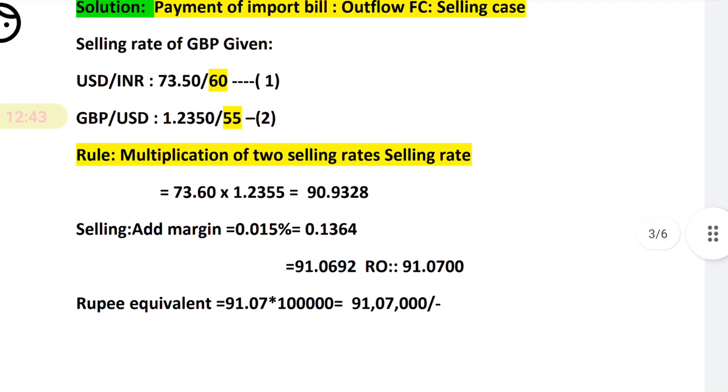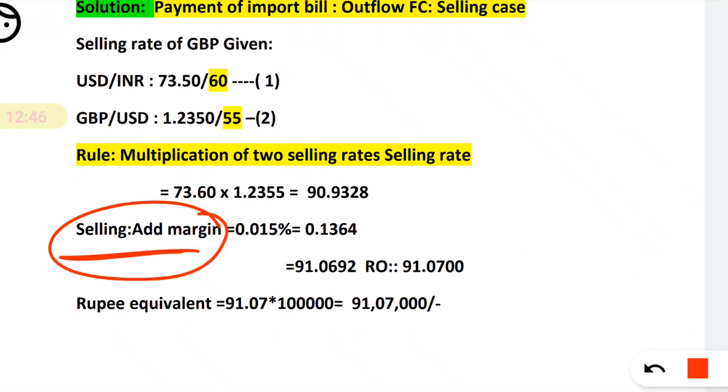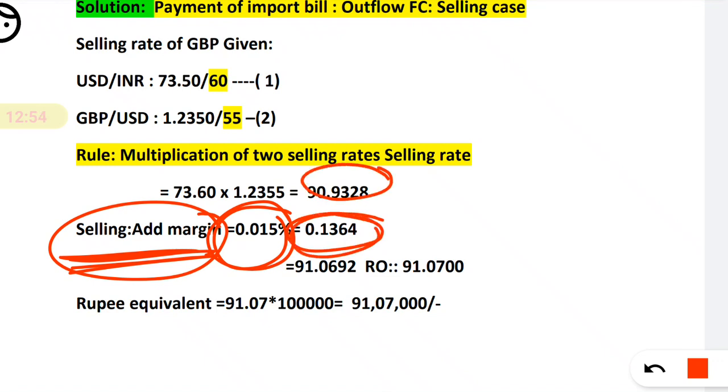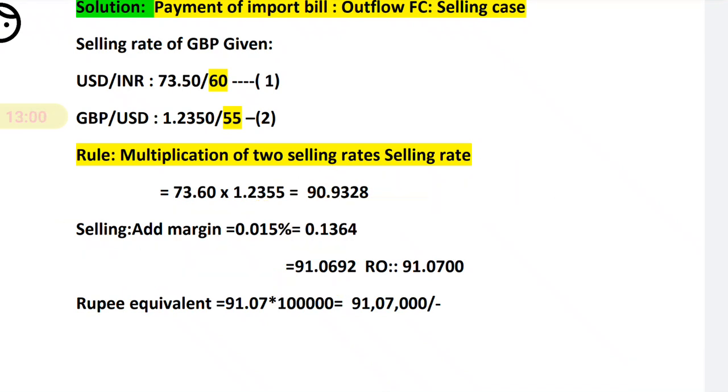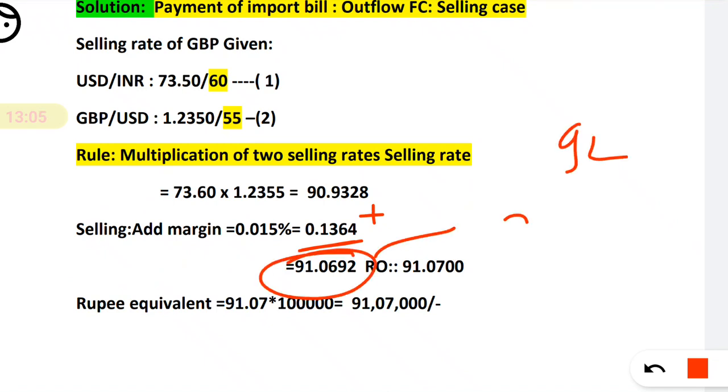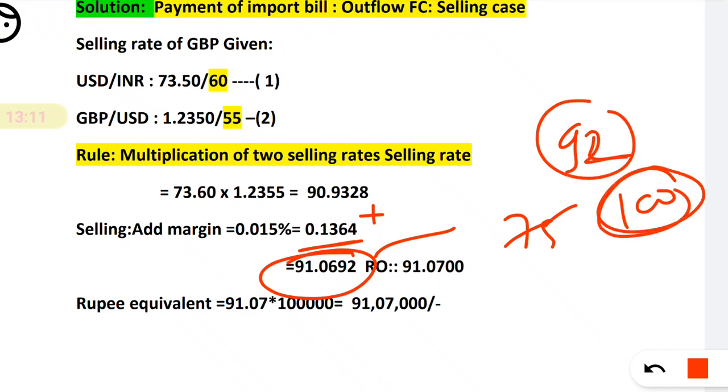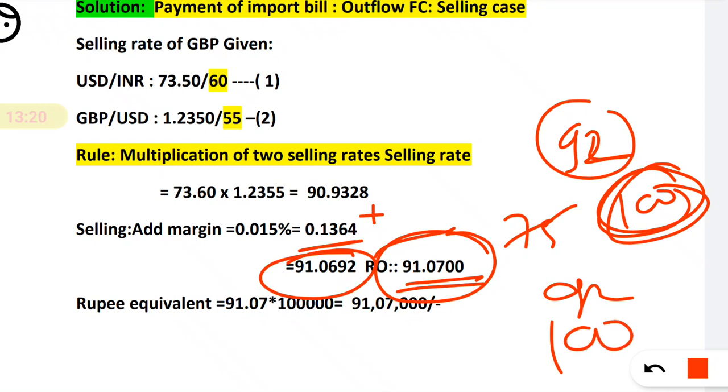Now next, for selling we have to add a margin, because sell high. So in the selling case, always add the margin. It is stated in the numerical, it is 0.15%. Simply calculate the value of 0.15% of this, and add this value. This is the margin you have to add. Just do the rounding off. So 92 should be replaced by either 75 or 100. Nearest to 92 is 100, so replace 92 by 100. So automatically you will get 91.07, since 92 is replaced by 100 and this 6 will become 7. This will be your final rate.